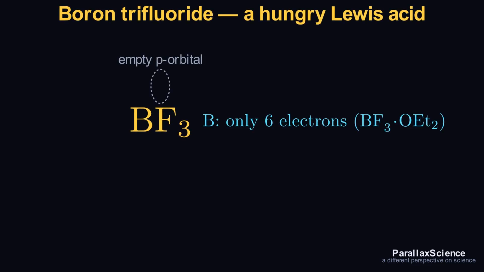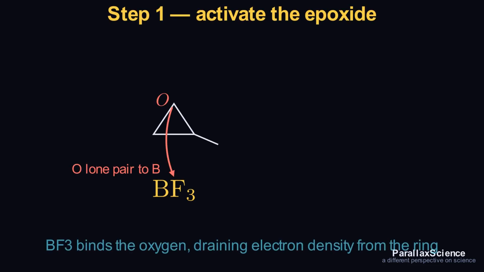Boron trifluoride. Boron has only 6 electrons, so it is an even hungrier Lewis acid than aluminium chloride. It is usually handled as its ether complex. It activates electrophiles by binding to oxygen lone pairs. Coordinate it to an epoxide, and that strained ring is primed to open.